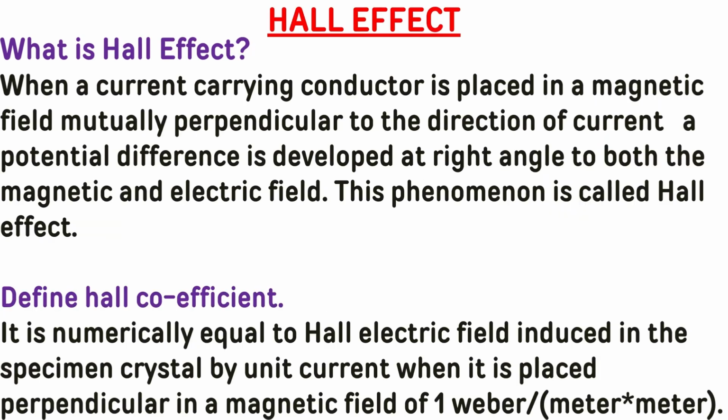What is Hall effect? When a current carrying conductor is placed in a magnetic field mutually perpendicular to the direction of current, a potential difference is developed at right angles to both the magnetic and electric field. This phenomenon is called Hall effect. Define Hall coefficient. It is numerically equal to the Hall electric field induced in the specimen crystal by unit current when it is placed perpendicular in a magnetic field of 1 Weber per meter square.